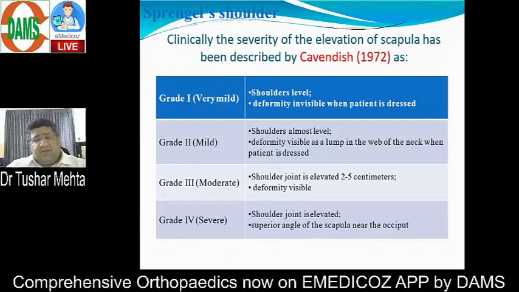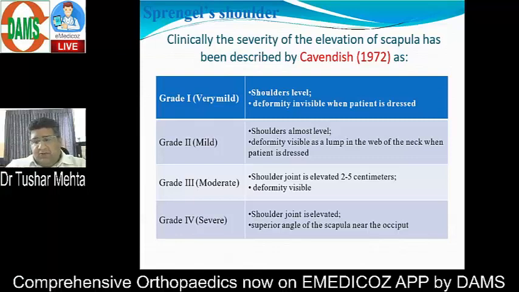Stage 1, the person is dressed, you cannot see anything. Stage 2, the child is dressed, you can see slight webbing. Stage 3, stage 4 deformities are clear cut visible with the shirt on, off, whatever. So this is Cavendish grading.